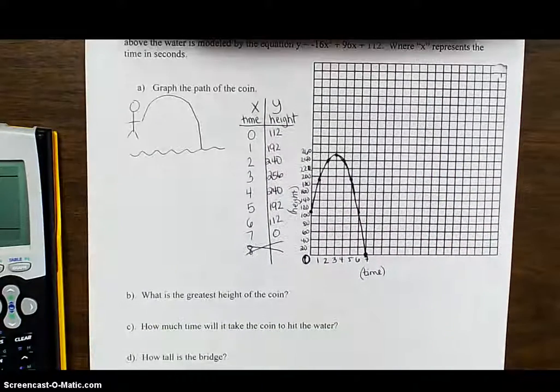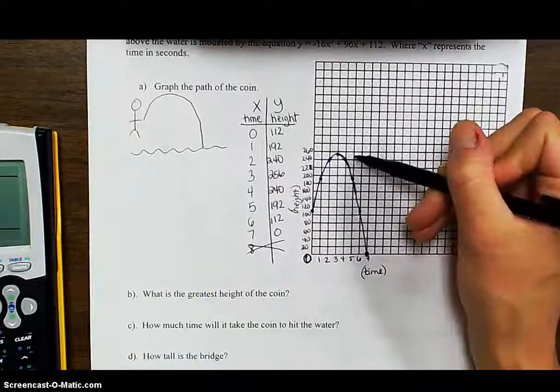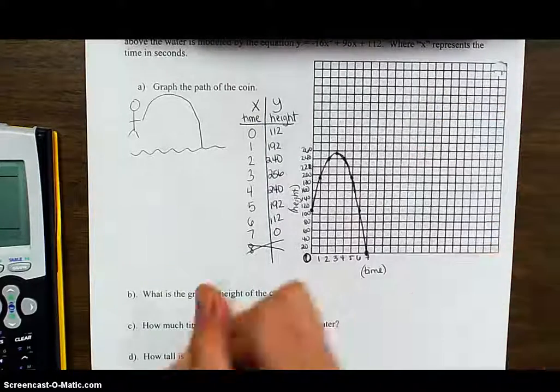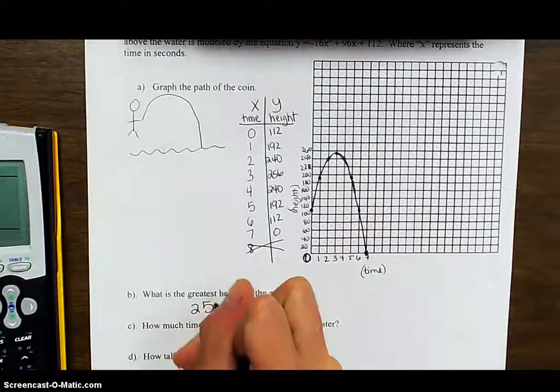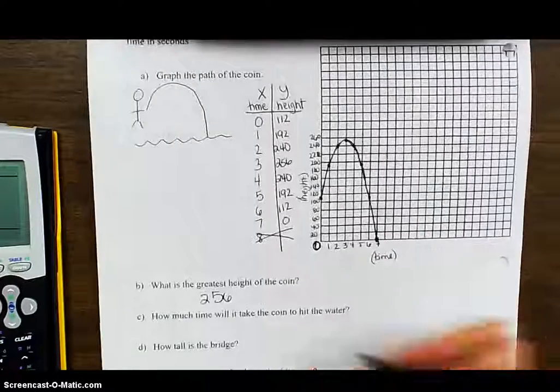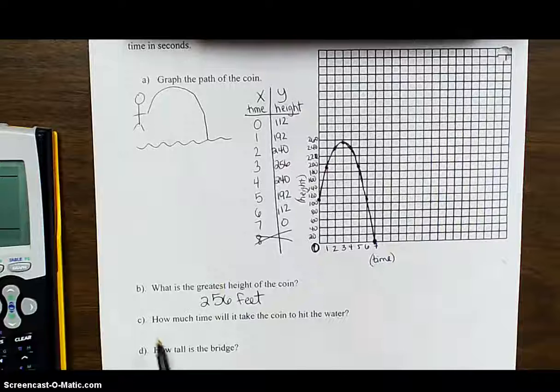All right, now we're going to answer a couple follow-up questions. So part B, what is the greatest height of the coin? So how high did we get? So let's take a look. The highest height, it looks like it's right here at 3 seconds, 256. And up here they told us the height was in feet. So 256 feet.